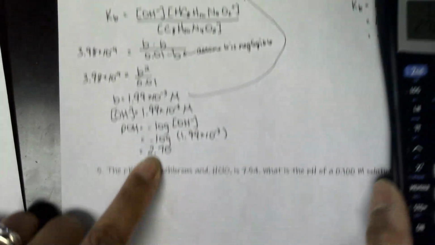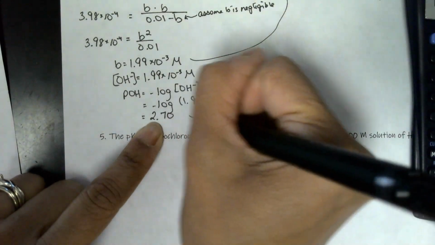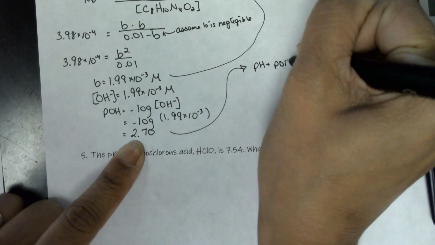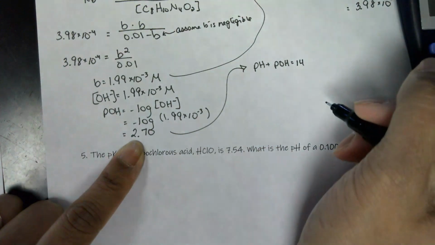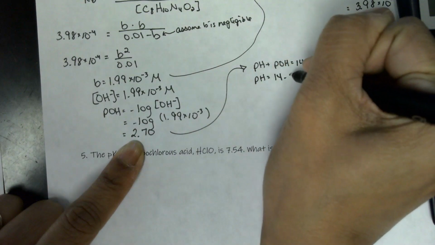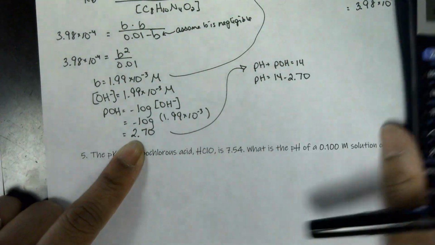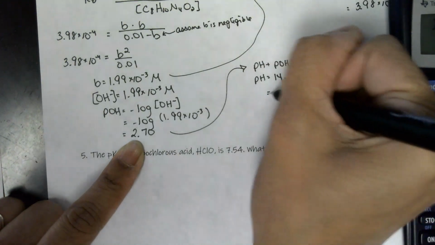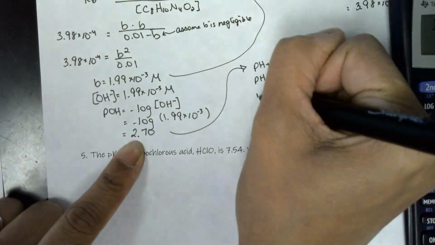Now I want to find my pH. So I can then say that pH plus pOH is equal to 14. So my pH is equal to 14 minus 2.70. So 14 minus 2.7 gave me 11.3 as my pH.